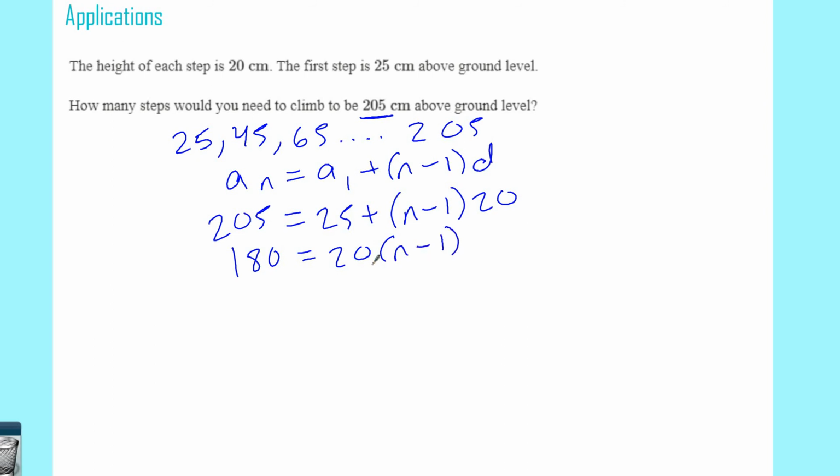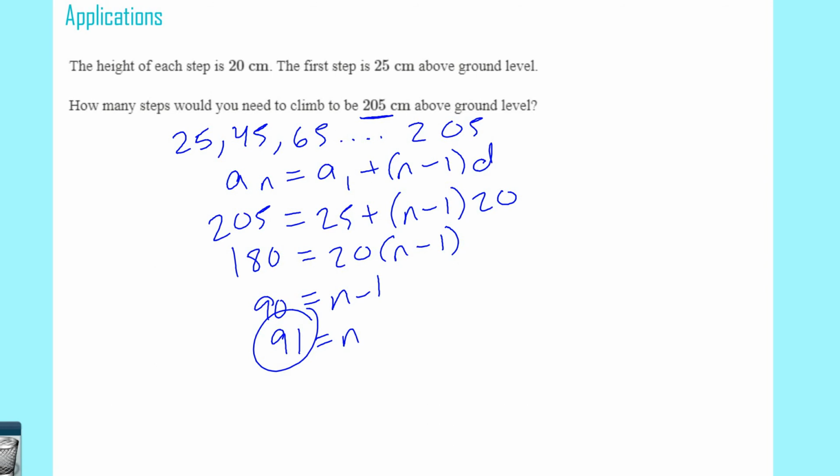I just like writing it with the 20 in front. And then we divide by 20, we get 90. So we're going to need 91 steps to make it to 205 centimeters above ground level. That sounds like a lot of steps to not go very far.